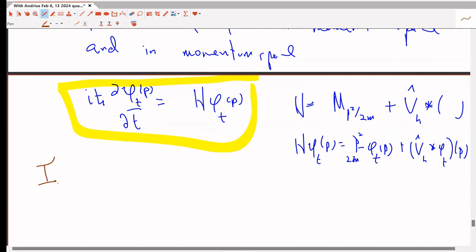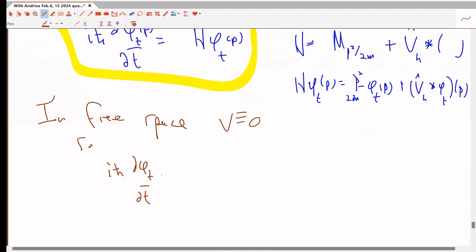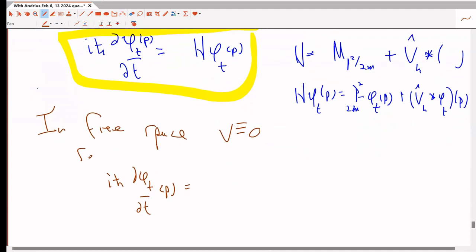So here's the punchline. In free space, V is identically equal to zero. So no potential. I h bar, and this is relevant for our dispersal that we're trying to calculate. So in free space, what happens to the Schrodinger equation? It's just multiplication by P squared over 2m times phi t of p. In other words, H is just multiplication by P squared over 2m.